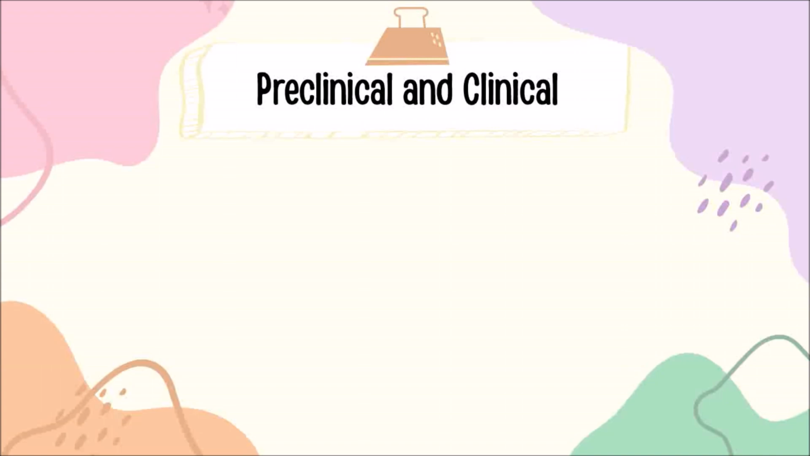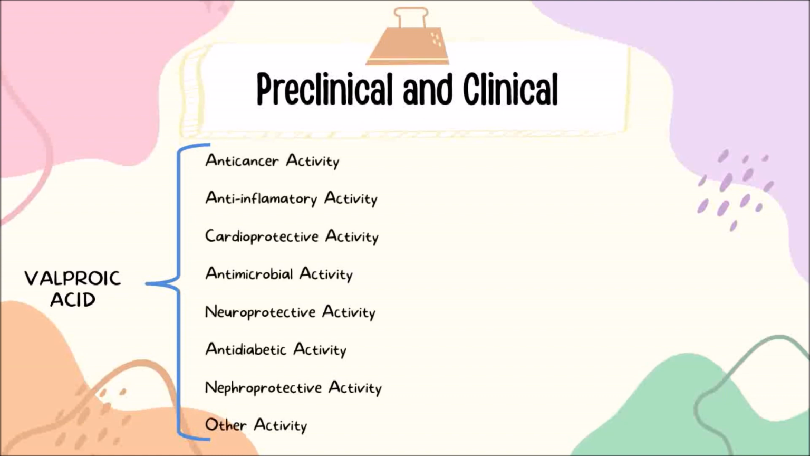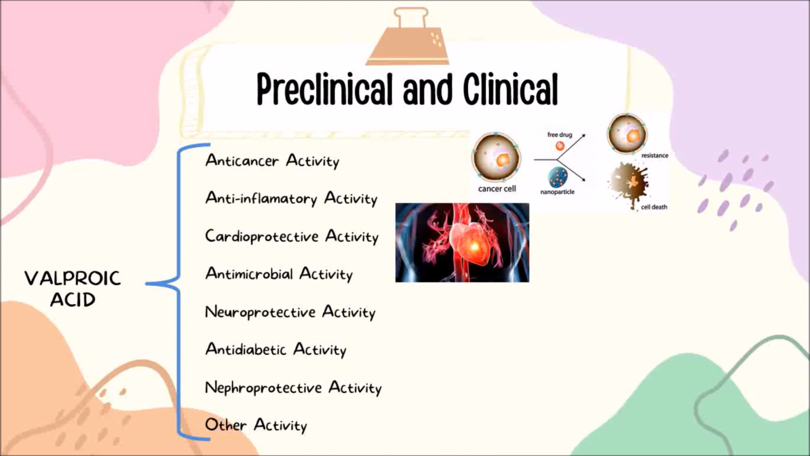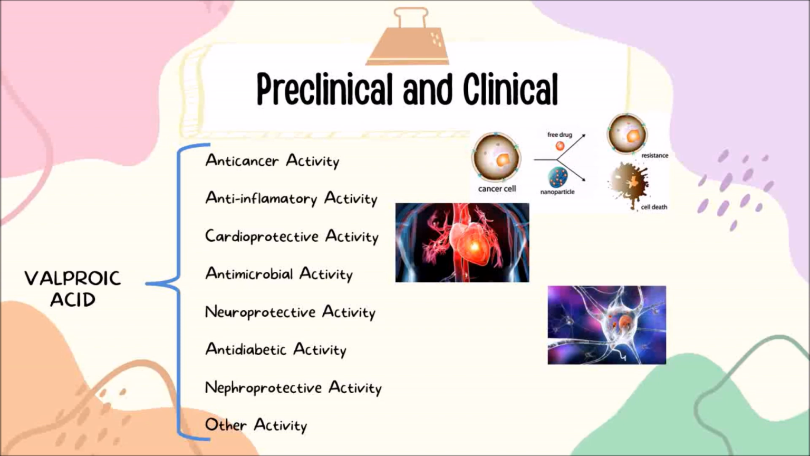The different actions of valproic acid in diseases are such as anti-cancer activity, anti-inflammatory activity, cardioprotective activity, antimicrobial activity, neuroprotective activity, anti-diabetic activity, and nephroprotective activity.